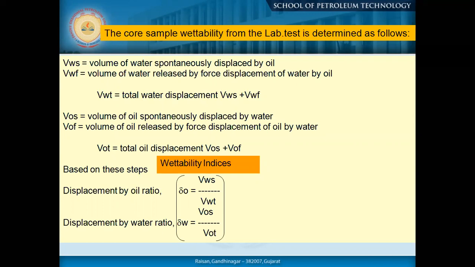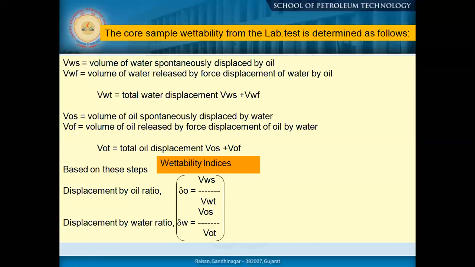Okay, and then we forcefully take out the water. Two values: one is spontaneous displacement by water or oil, and the other is forceful displacement by oil. Similarly, an oil-filled core plug sample is put in water and we measure the two values. That way we get the displacement-by-oil ratio and the displacement-by-water ratio. So when they are close to 1, what is the meaning of it? Close to 1 means neutral wettability.